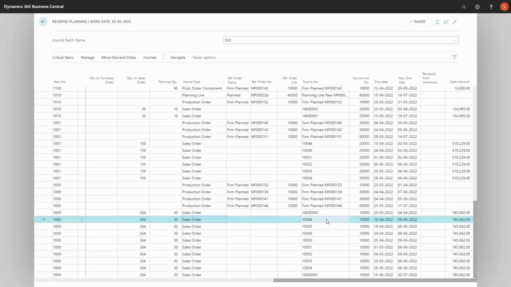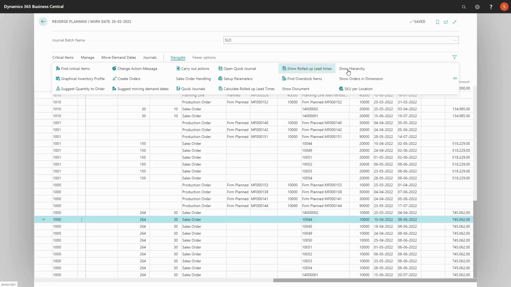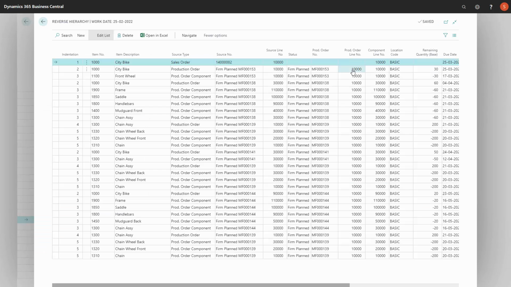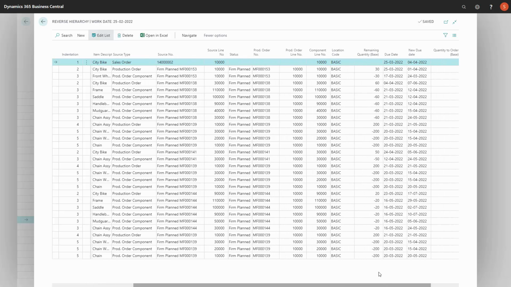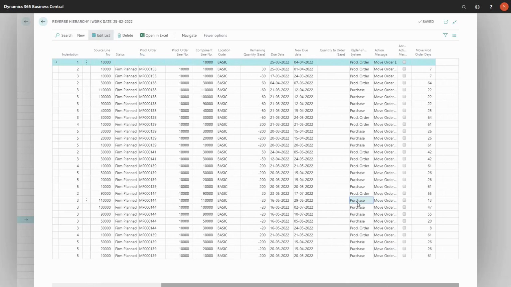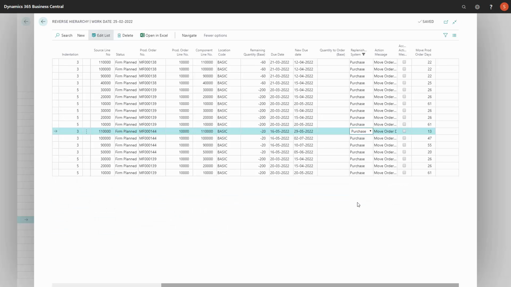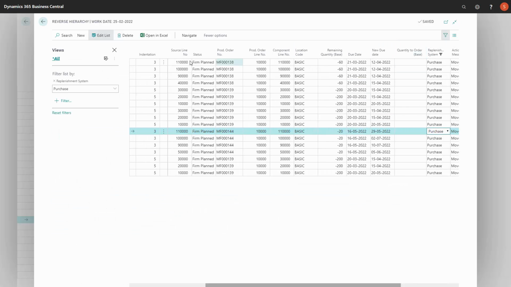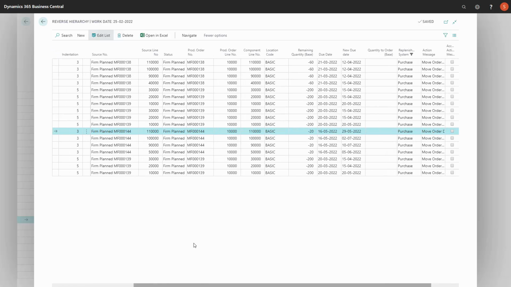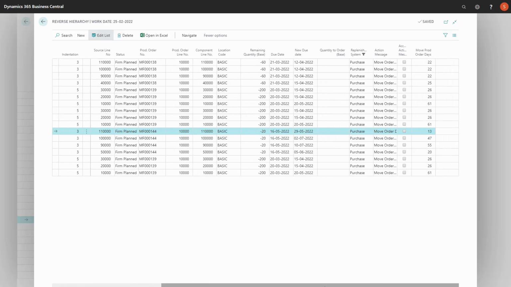If I found sales orders while moving demand dates that are critical and the delay is quite long and I want to investigate the purchase orders, I could navigate into the show hierarchy function and filter on my purchase items. So if I'm looking here at the production orders, those are all production orders or other supply orders. And if I'm filtering where the replenishment system on the component is purchased items, I could scroll right and see the move production date delayed.